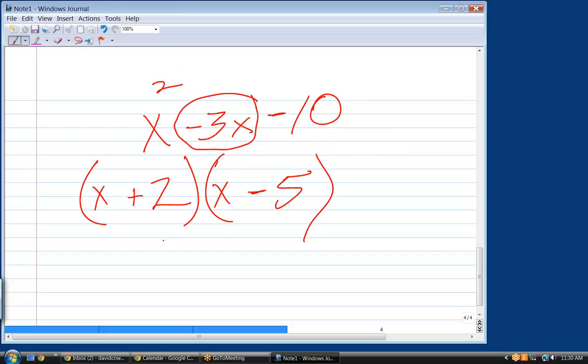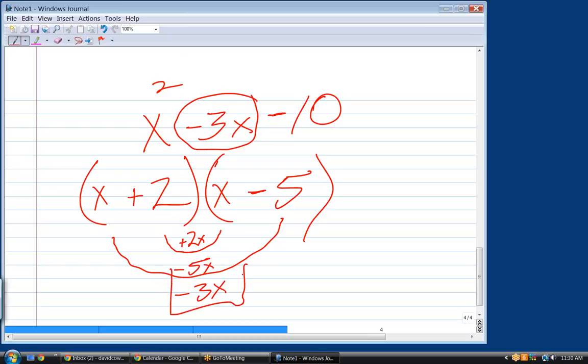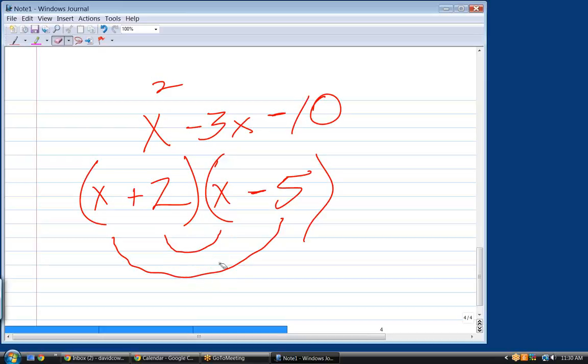Well, that middle term is produced from multiplying the inside two terms and the outside two terms and adding them together. Well, that's a plus 2x. This is a minus 5x. Add those two together, you get minus 3x. I did it right. Okay? So for a while at least, I would always suggest you use what I call the double smiley face method, and just always check your middle term. Okay? All right.